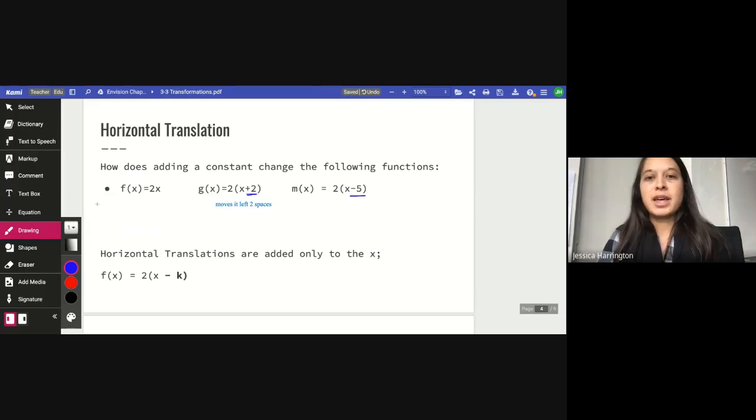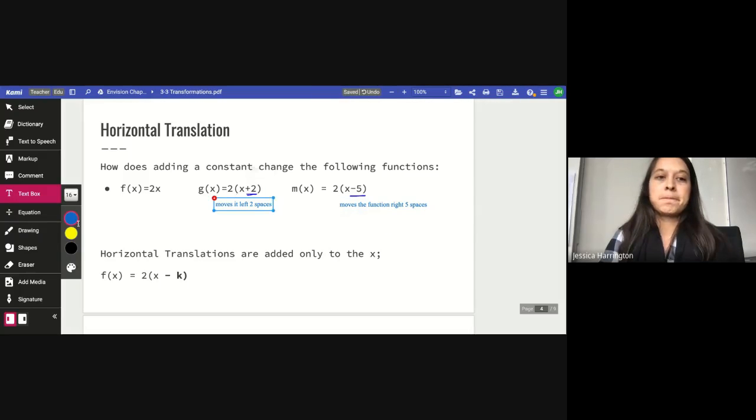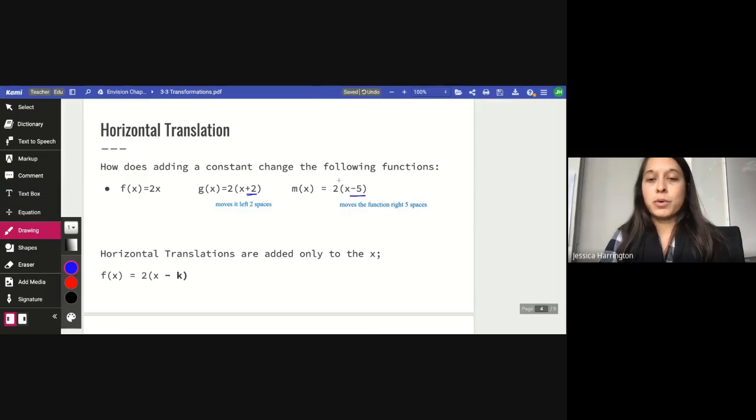Here, the minus 5 is only happening to the x. It's not happening to the whole equation. So what does that mean? That means it's the opposite of what I think. So this minus 5 moves the function, if you want to be more clear, right 5 spaces. Okay? If this is a horizontal translation, this is how it would look if it was a vertical translation, right? That would be on the entire function. This is only happening to the x. Okay? Just wanted to show you the difference.